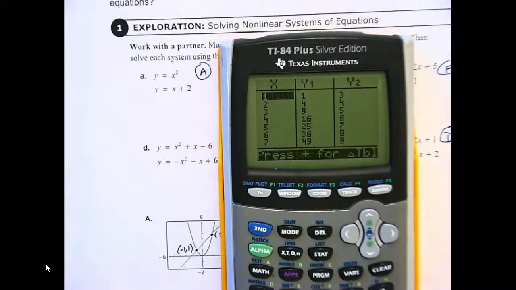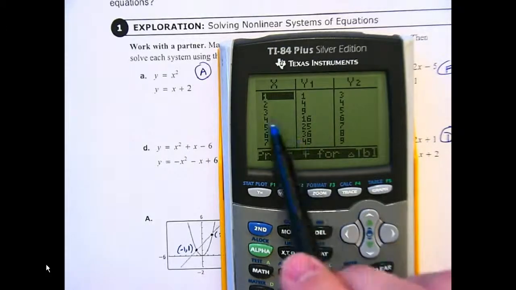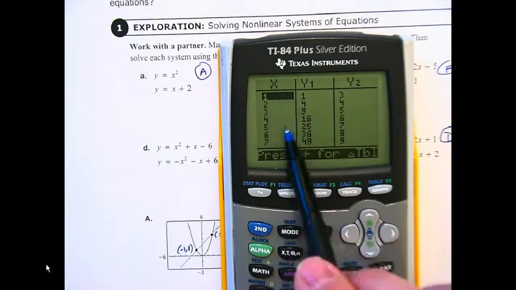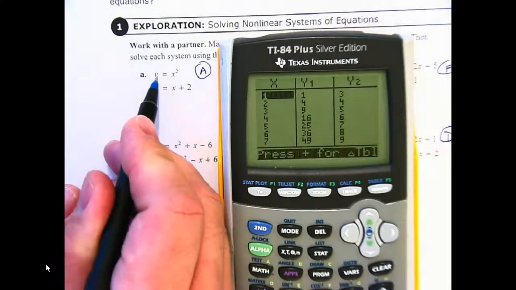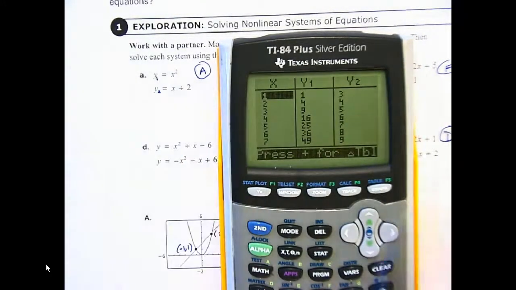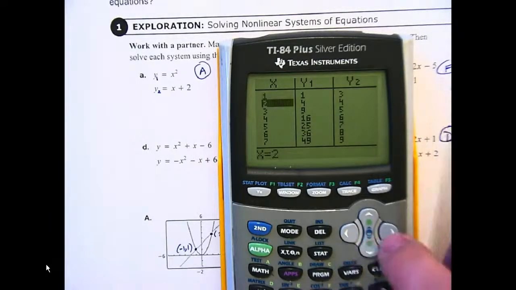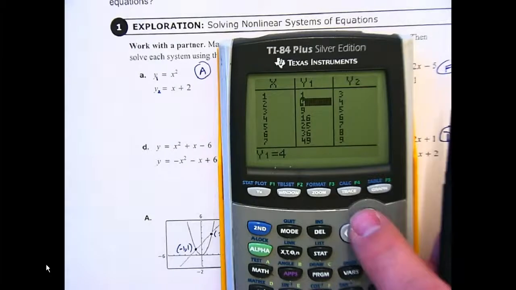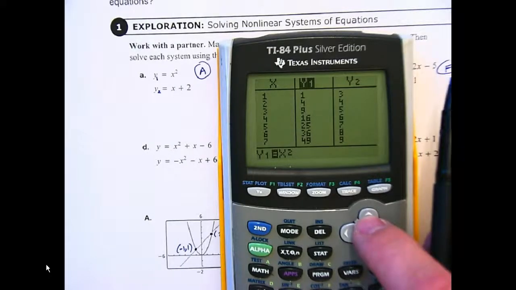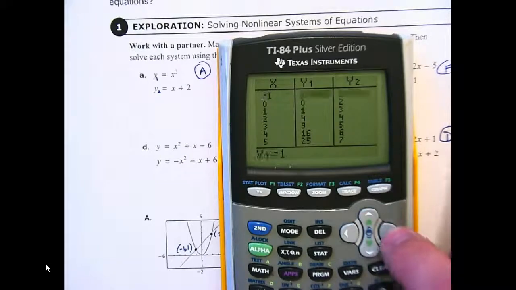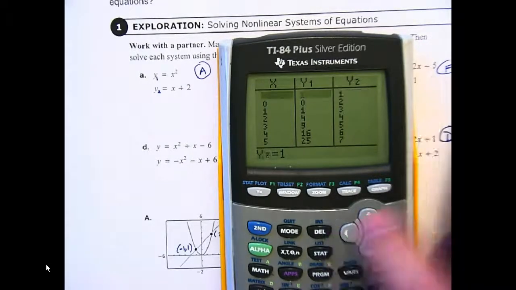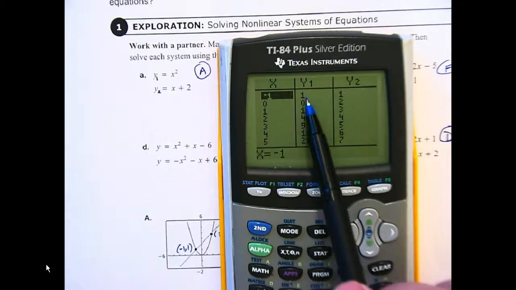When you have an input that gives you the exact same output, my x's are my inputs. This is y sub 1 and y sub 2, right? My input of 2 gives me an exact same output. If I go back over to x here and scroll up, my input of negative 1 gives me the same output for both. So my input of negative 1 gives me an output of 1.